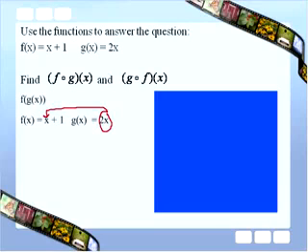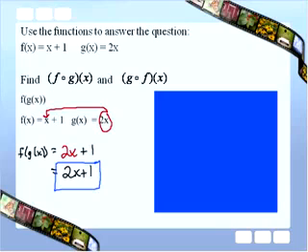So that means that f of g of x will be equal to, the x is being replaced by the 2x, and then we have the plus 1 from the function on the end. So the x is being replaced with 2x. So we get 2x plus 1 as our function for our composition for f of g of x.